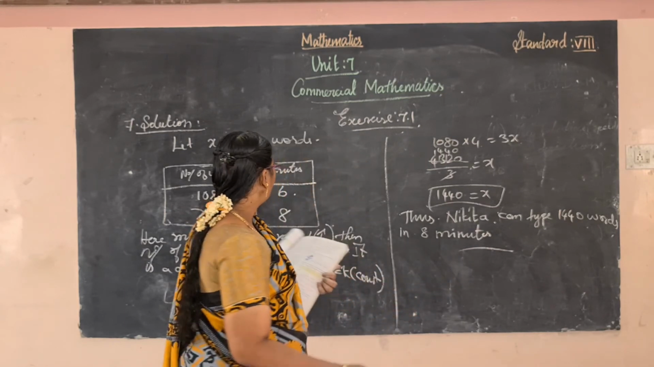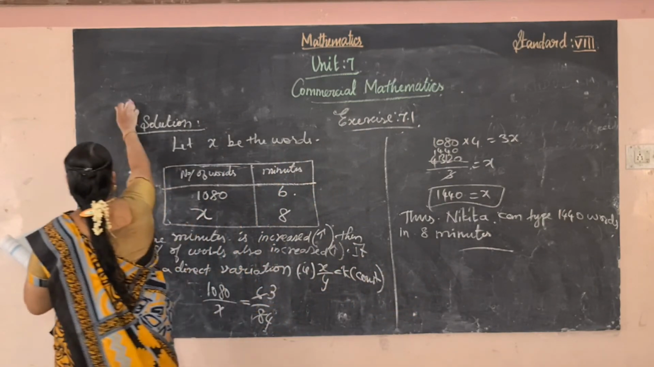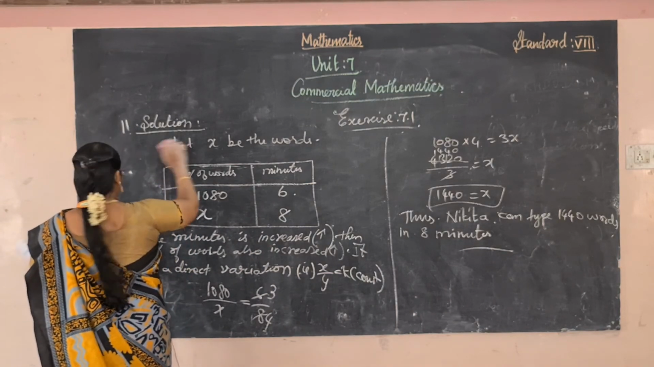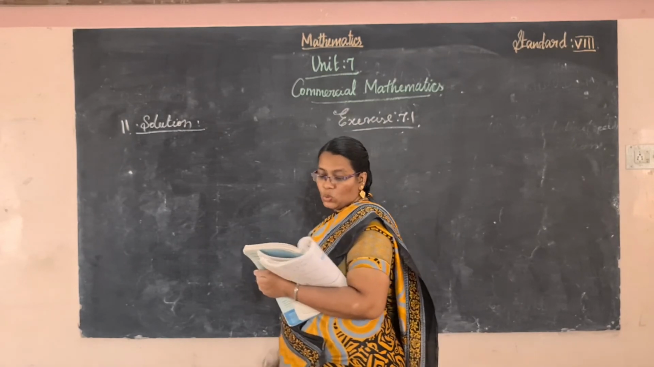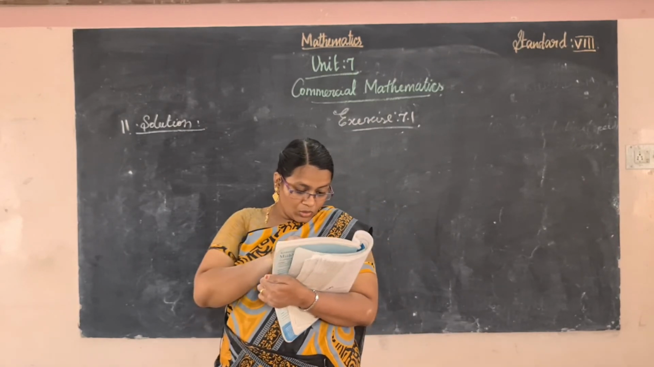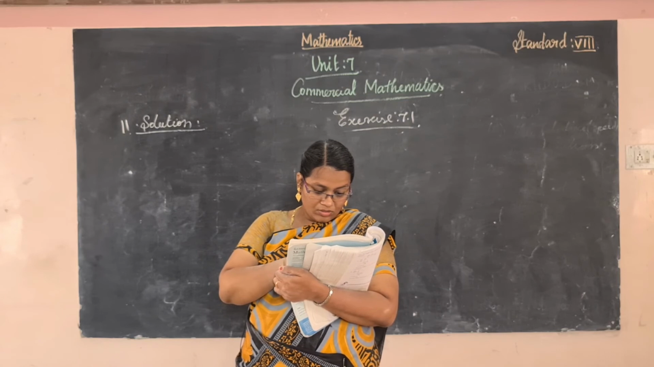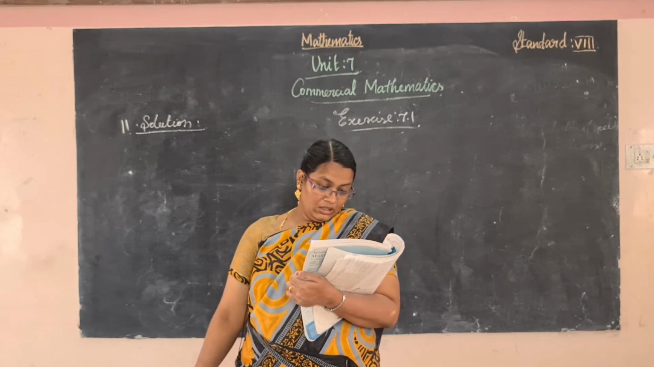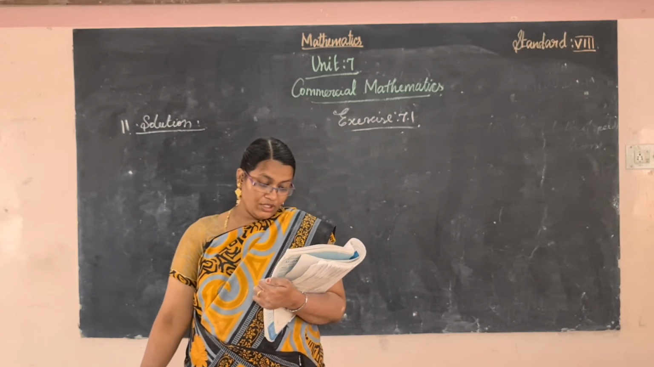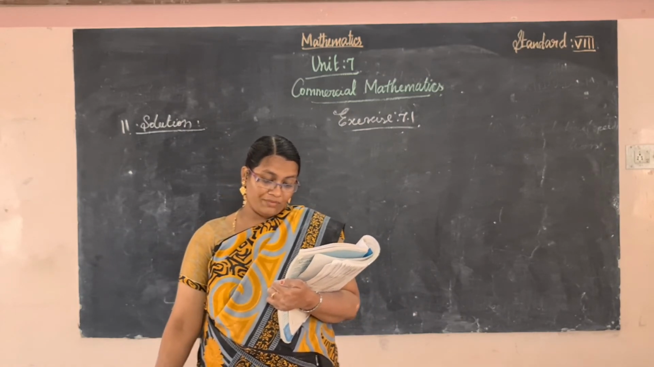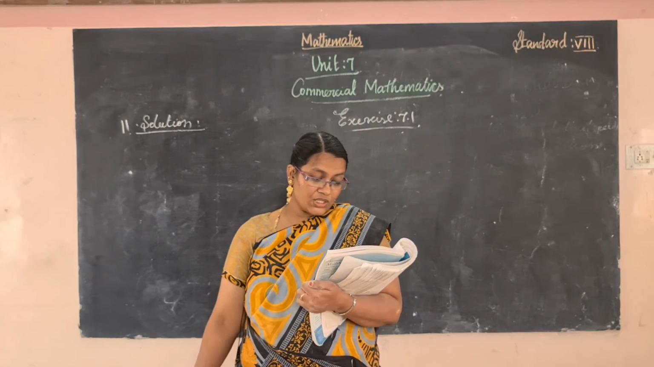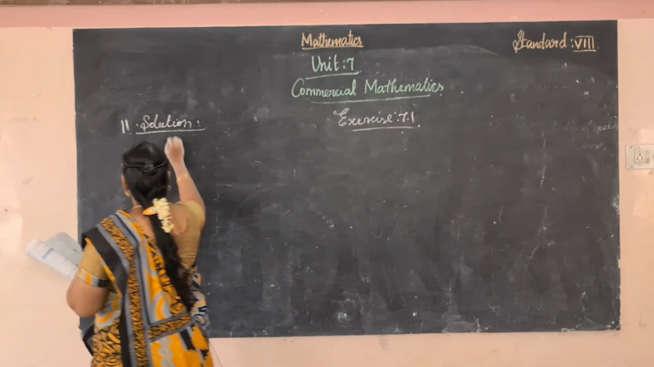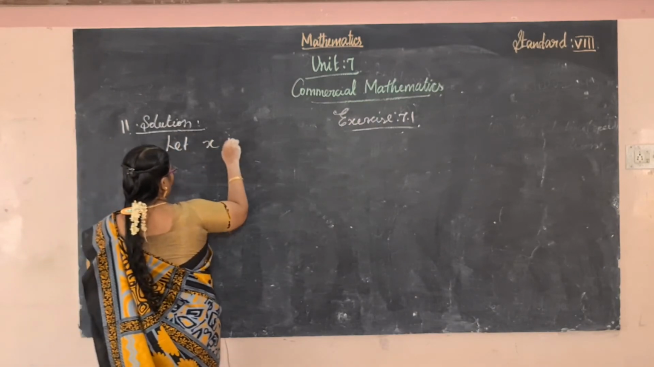Okay, 11th problem. The scale of a map is 30 lakhs is given. If the distance between two cities on the map is 4.5 centimeter, then what is the actual distance between them? Then find out the actual distance. So let x be the actual distance.